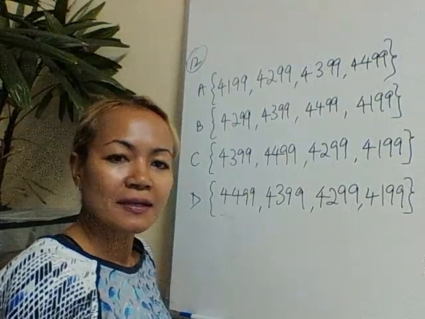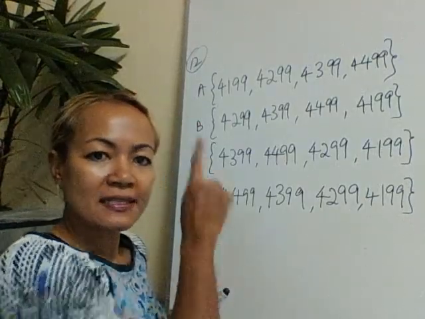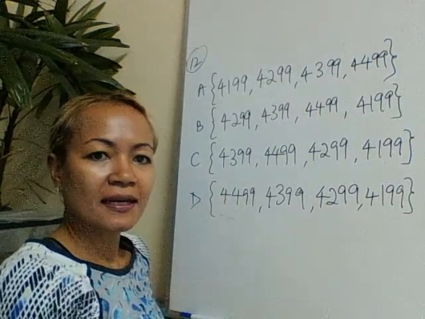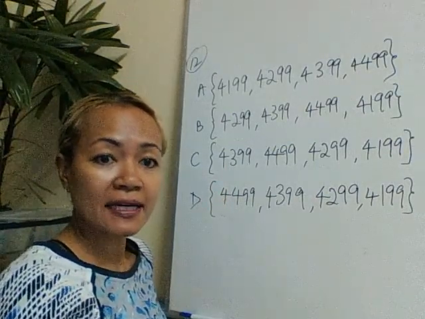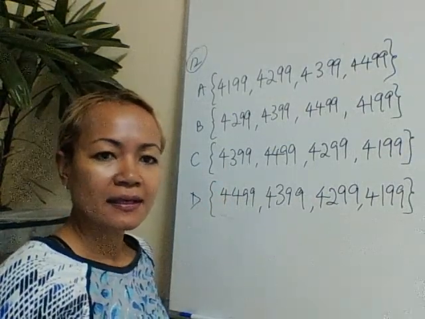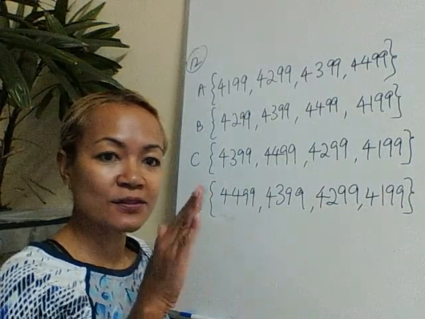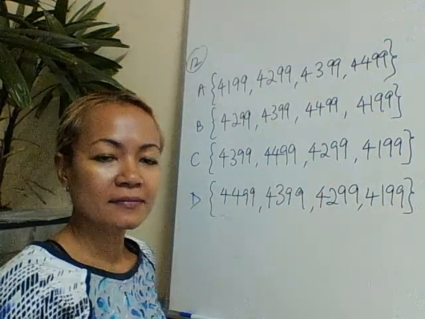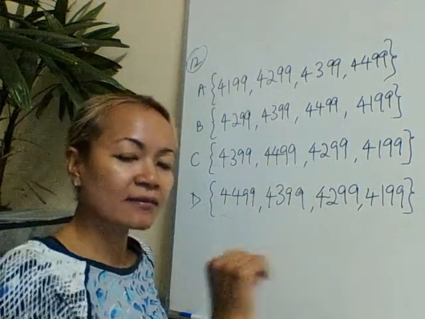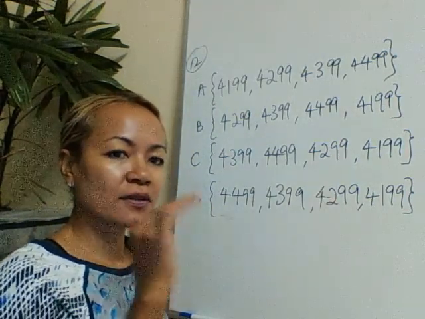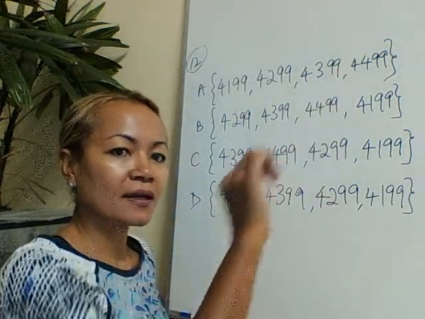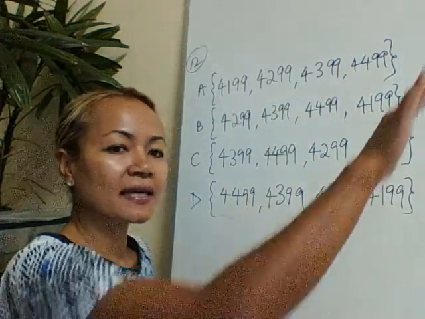Number 12 asks which of these 4 sets here shows the series of numbers in ascending order. To ascend is to go up. Descend is go down. Ascend is go up. So the numbers must be going up. Start small, get bigger.